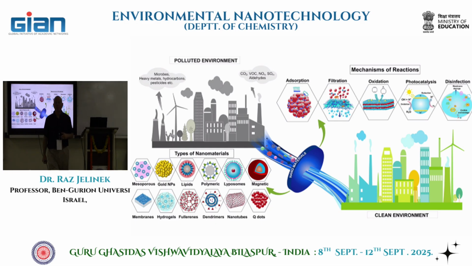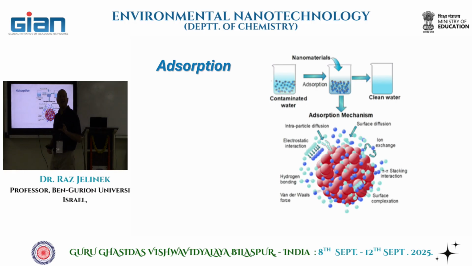Filtration. Nanomaterials can be used as filters, very small filters, for bad nanomaterials in water. Oxidation. We're going to see about oxidation, but oxidation can also remove and break bad molecules in water. Then there is also photocatalysis and disinfection. We're going to talk a little bit about each of these good things that nanotechnology can do for us. Let's start with adsorption.